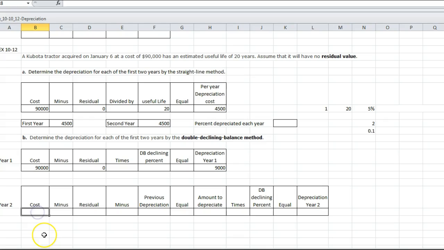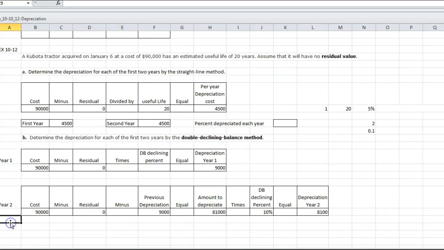Now, the one thing you have to remember is, since it's double declining, we need to deduct that previous year's depreciation. This is 0 here for the first year, but for the next depreciation amount, we deduct the 9,000, which takes it to 81,000. And that's going to be multiplied by the 10%, and that comes to 8,100. So the second year's depreciation is 8,100.